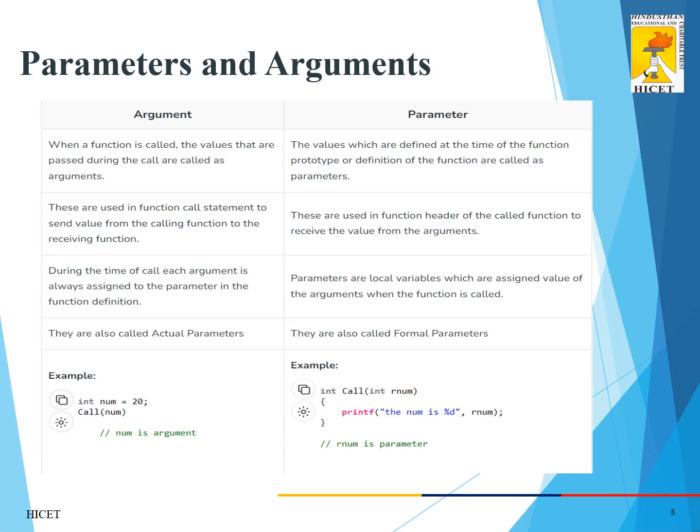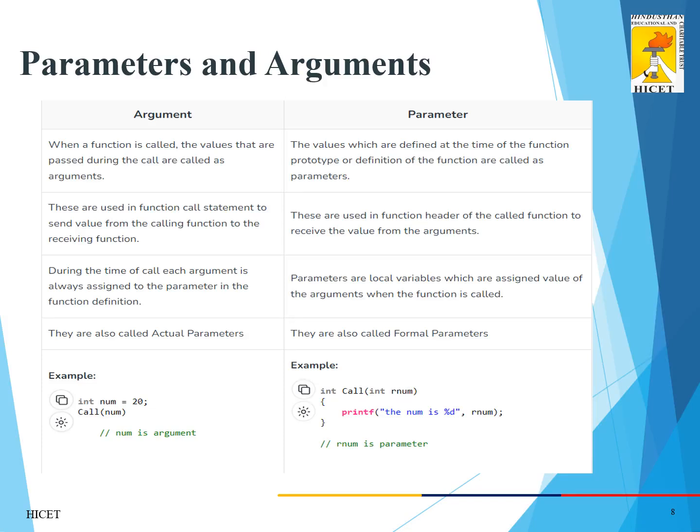Difference between parameters and arguments. First one is argument. When we call a function, the values we pass are called arguments. Arguments carry data from the calling function to the called function. At the time of the function call, each argument is matched with the parameters. Arguments are also known as actual parameters.